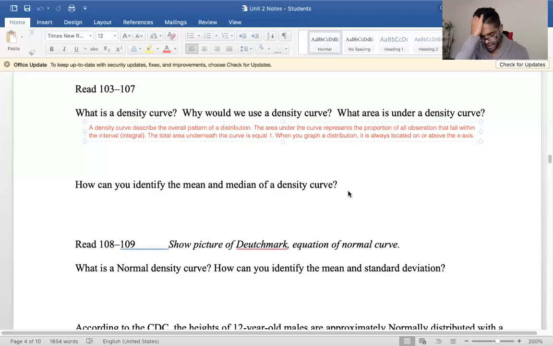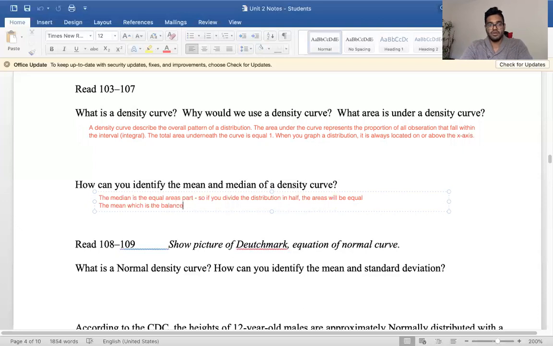So how do you identify the mean and median of a density curve? So visually, you can think about it this way. The median is the equal areas part. So if you were to divide the distribution in 2, you have the same area on both sides, versus the mean, which is the balance point of the distribution.